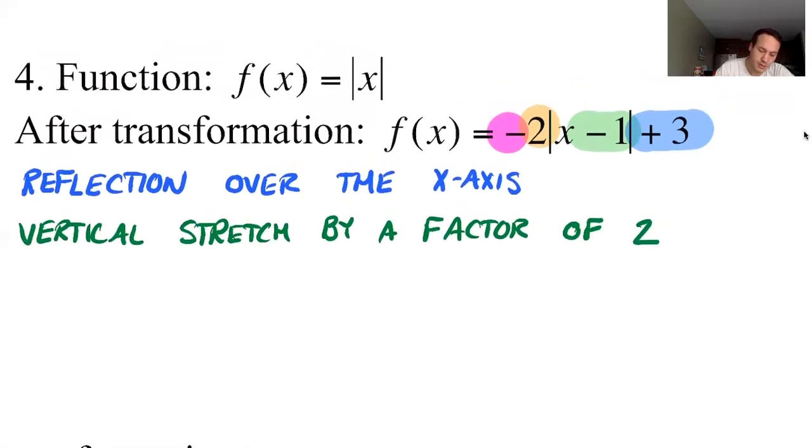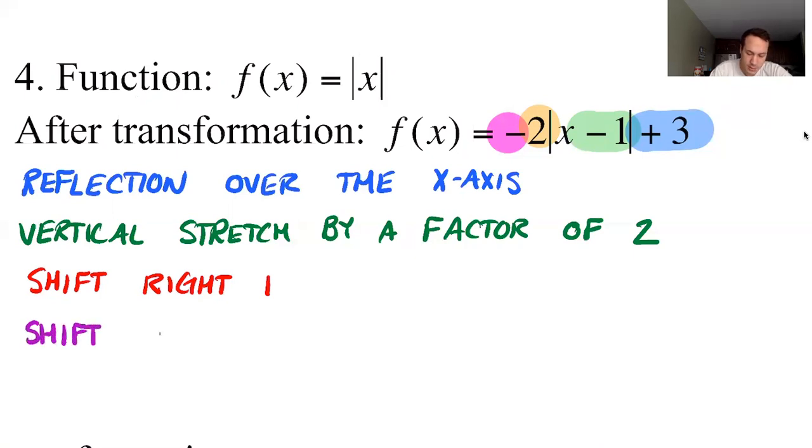Let's get my face out of the way. I have a negative on the inside. That means it is a shift of right 1 unit. And I also have that plus 3 on the outside. That happens in the same direction. That is a shift of up 3. 4 transformations, 1 problem. So much fun.